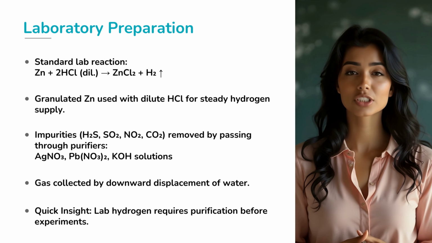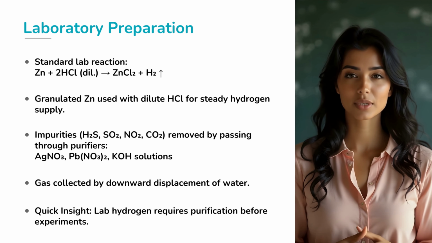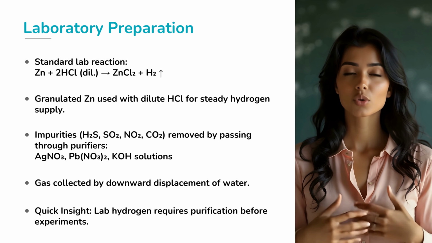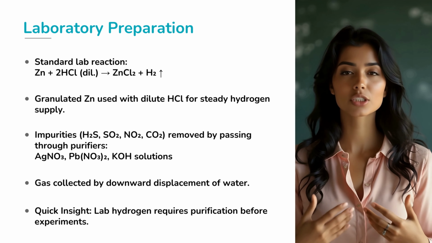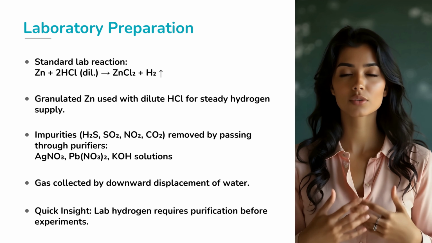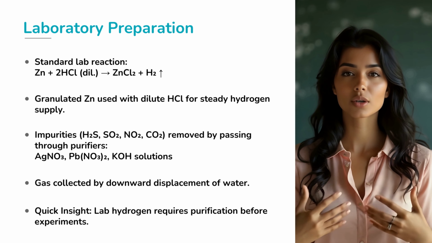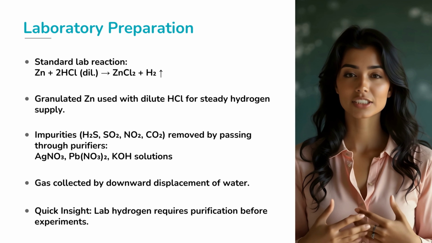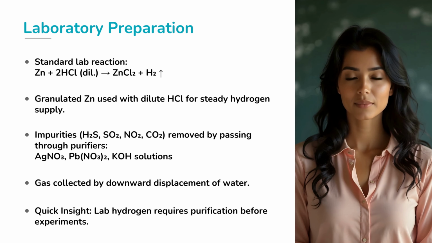Impurities like hydrogen sulfide, H2S, and sulfur dioxide, SO2, can be removed by passing the gas through purifiers such as silver nitrate or potassium hydroxide solutions. The purified hydrogen is then collected by downward displacement of water. This method is easy, reliable, and a standard procedure in chemistry labs.